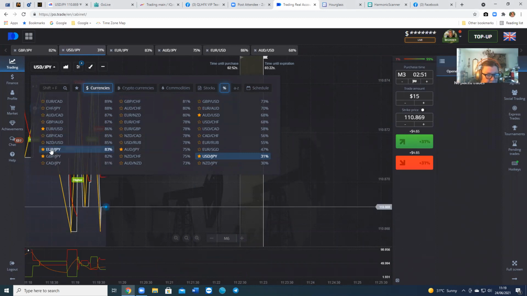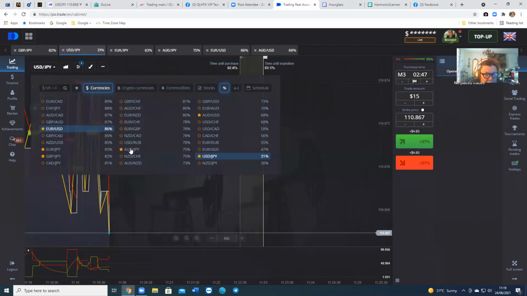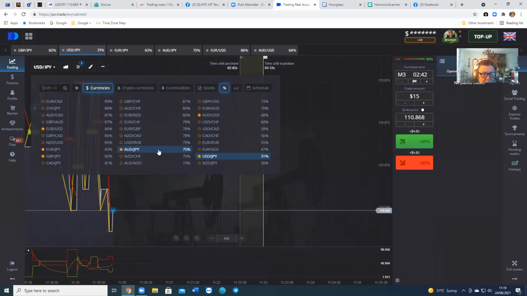Euro JPY, I don't trade Euro in London, so I'm not doing that one. And I'm not doing the Euro USD. That leaves me with AUDJPY, which was my second one I wanted to look at on this session.